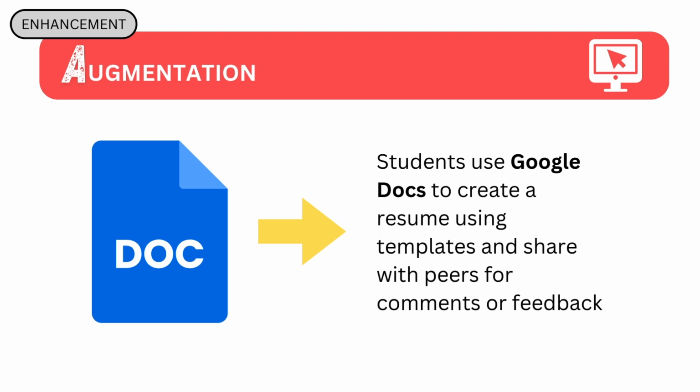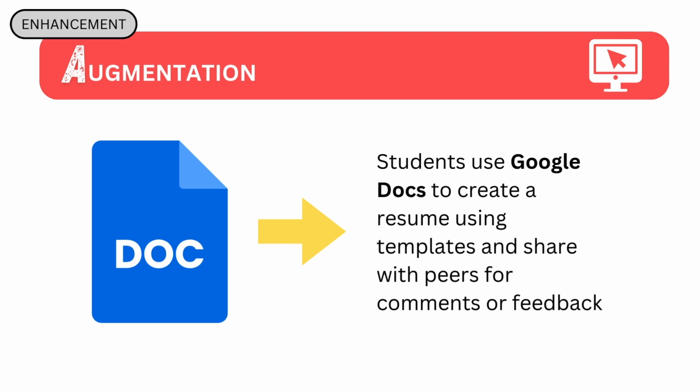Next, we have augmentation, the second level of the SAMR model. At this stage, technology isn't just replacing a traditional tool. It's enhancing it with added functionality that makes the task more efficient or engaging. An example of augmentation is having students create a resume in Google Docs and then share it with a peer for editing or review.